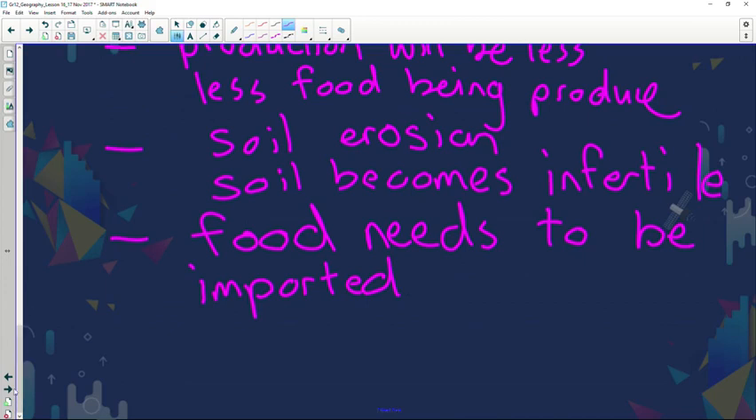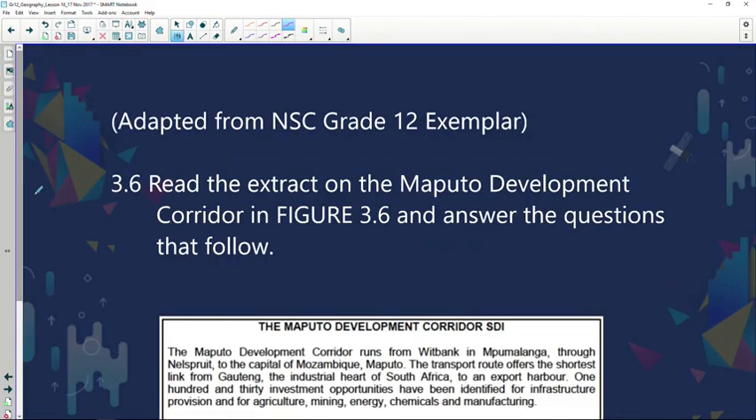Okay, let's continue and look at our next question. Now, read the extract on the Maputo Development Corridor. First of all, if we look at Maputo, where do we find Maputo? It's in Mozambique. It's the capital of Mozambique. And answer the questions that follow.